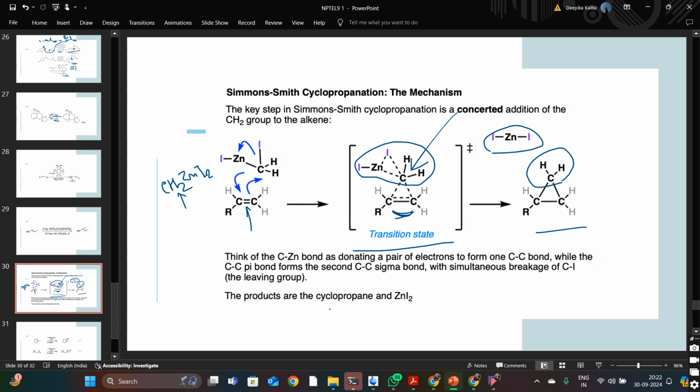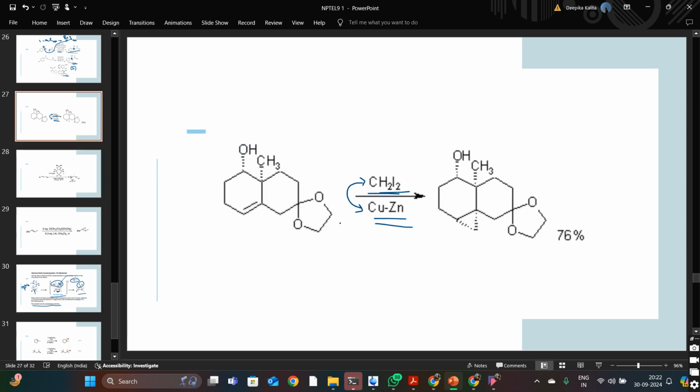Okay, so here you can see that the products are the cyclopropane and ZnI2. Okay, so if we go back to our reaction, here also a similar reaction mechanism is going to be followed. Here we have the double bond, and this double bond is going to undergo reaction with CH2ZnI2, which will form in situ in the reaction.